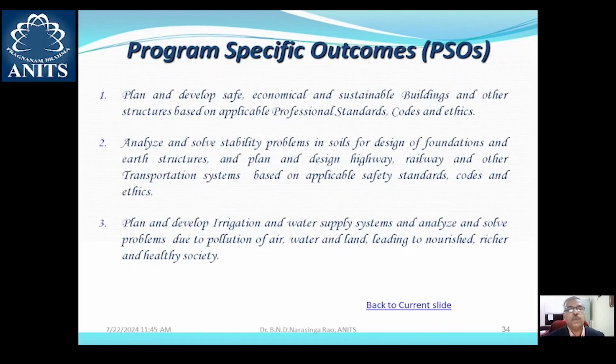And apart from program outcomes, there are also program specific outcomes, and this subject, Geotechnical Engineering I, correlates to the second program specific outcome, PSO 2, that is analyzing and solving stability problems in soils for design of foundations and earth structures. So the course outcomes will cater to this part of the second PSO.